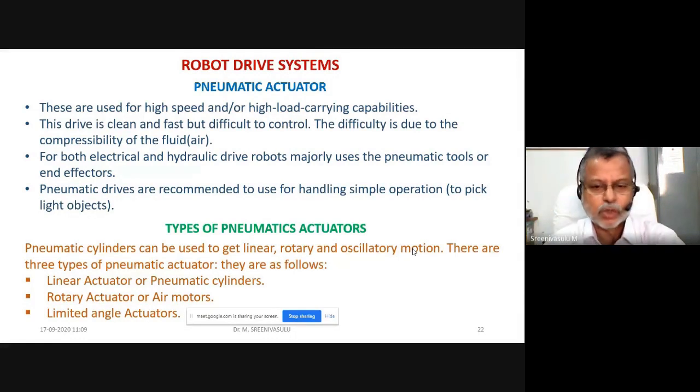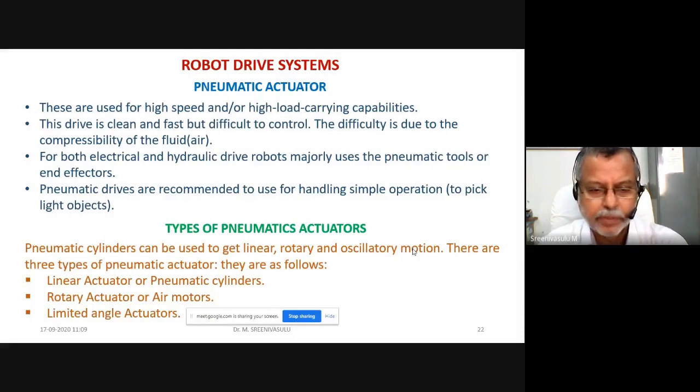The pneumatic drives are recommended for handling simple operations, like picking up light objects, simple objects. Okay, when it comes to the types of pneumatic activators, pneumatic cylinders can be used to get linear, rotary, and oscillatory motions.